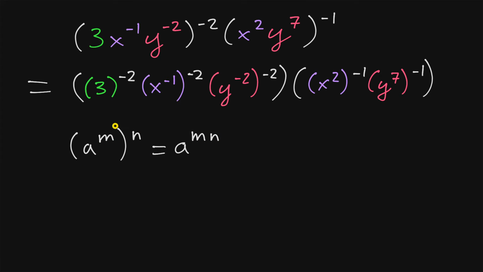And we can apply this law directly to every single factor in each of these brackets. So we can apply this to this 3, it's bracketed and raised to the power of negative 2. We can apply this to the x^-1, which is raised to the power of negative 2. So x in this example is like a, m is like negative 1, and 2 is like n, and then we can just multiply these together. And we can do this for essentially every one of these 5 factors that we have here. So let's do that.